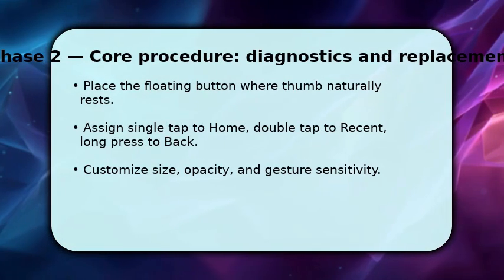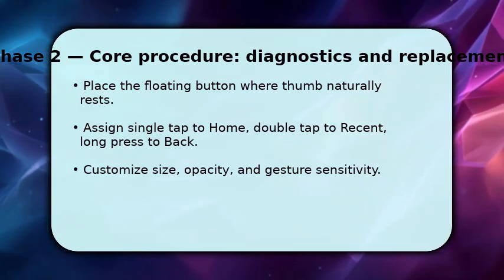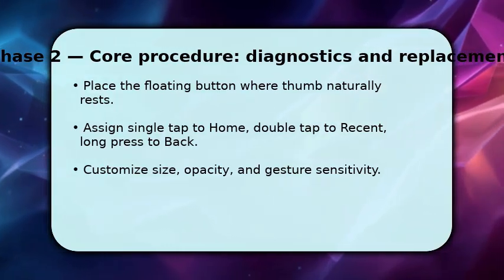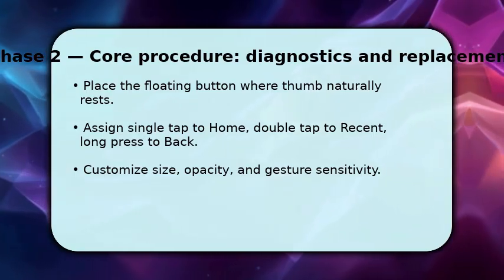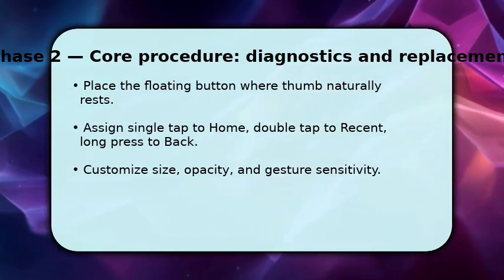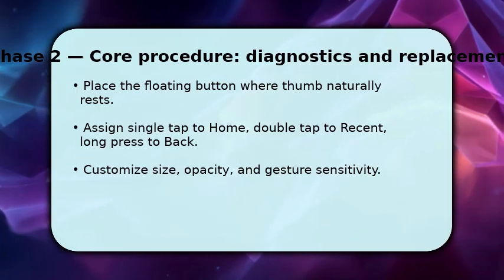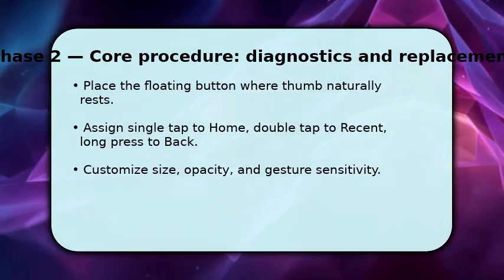Next, you configure the virtual iPhone home button to act like the real one. Open the app settings and position the floating button where your thumb reaches most comfortably. Assign single tap to home, double tap to recent apps, and long press to back. This maps common iPhone behaviors.